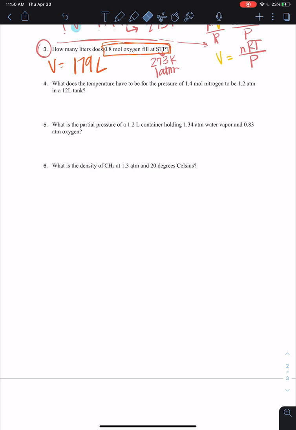If you go in your PowerPoint and look at the very last slide, it says density, and it gives you an equation for density. It says that D, which is density, is equal to P, which is pressure, times M. In this case, M is our molar mass, and all over RT. So we have all the information we need.